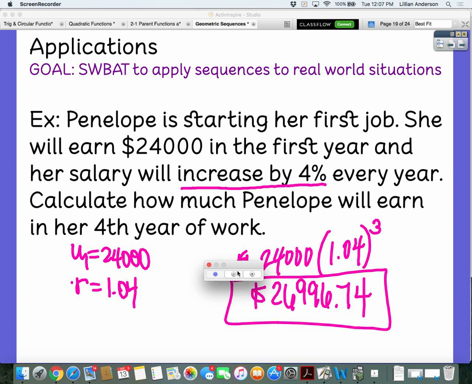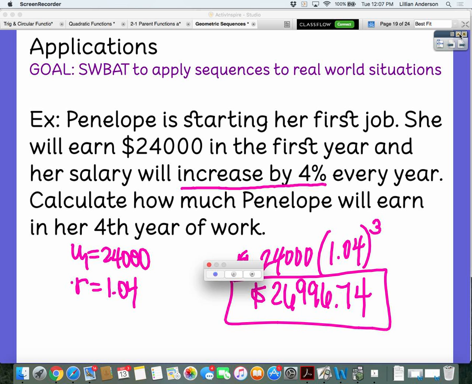You will multiply by 96%. Because if it decreased by 4%, she's not getting 100% of her salary. She's only getting 96% of her salary because it decreased. So instead of doing 100 plus 4% to get the increase, you would do 100 minus 4% to get the decrease. Does everybody understand that?